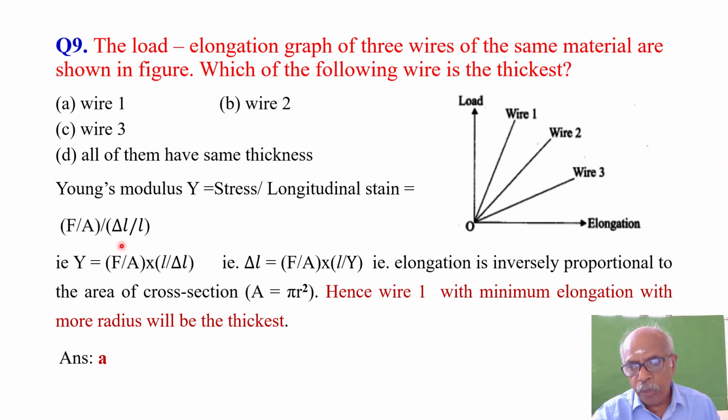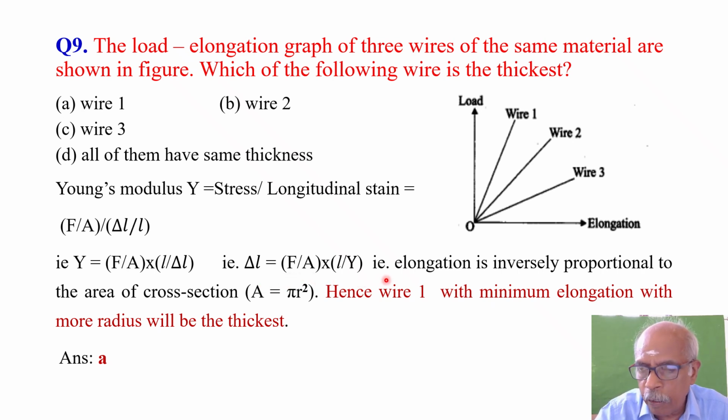But we can write this by rearranging this equation. So F by A into L by delta L. You keep delta L on the LHS and put other things to the right hand side. So delta L comes here. So F by A here, L is here, and Y when it goes to the other side will come to the denominator. So from this equation, delta L is equal to F by A into L by Y.